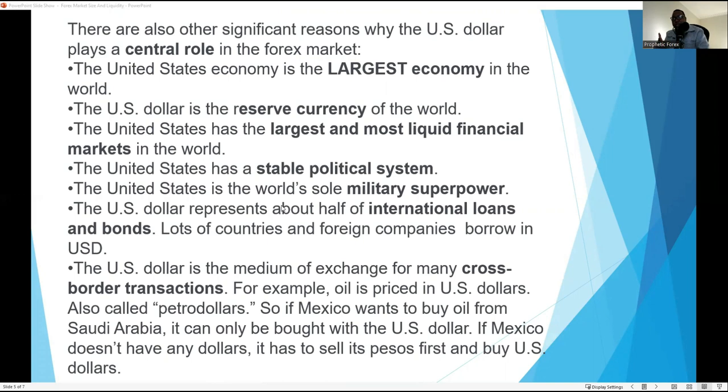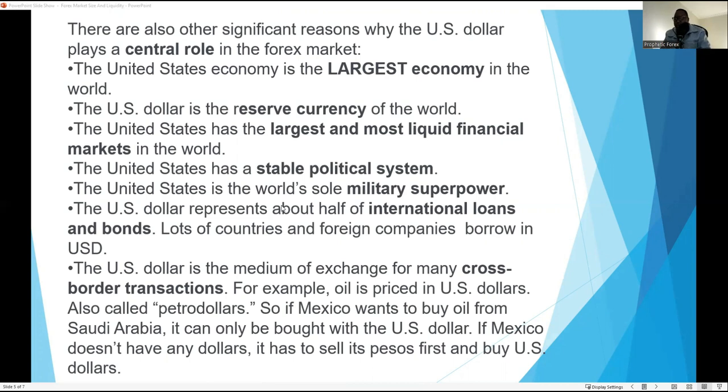Lots of countries and foreign companies borrow in USD. As we know, this is what is dealt with. Even when you go to airports or you pay on websites, you actually pay in USD. When you pay for our courses, you pay in USD, especially all international students. Now, of course, the US dollar is the medium of exchange for many cross-border transactions.